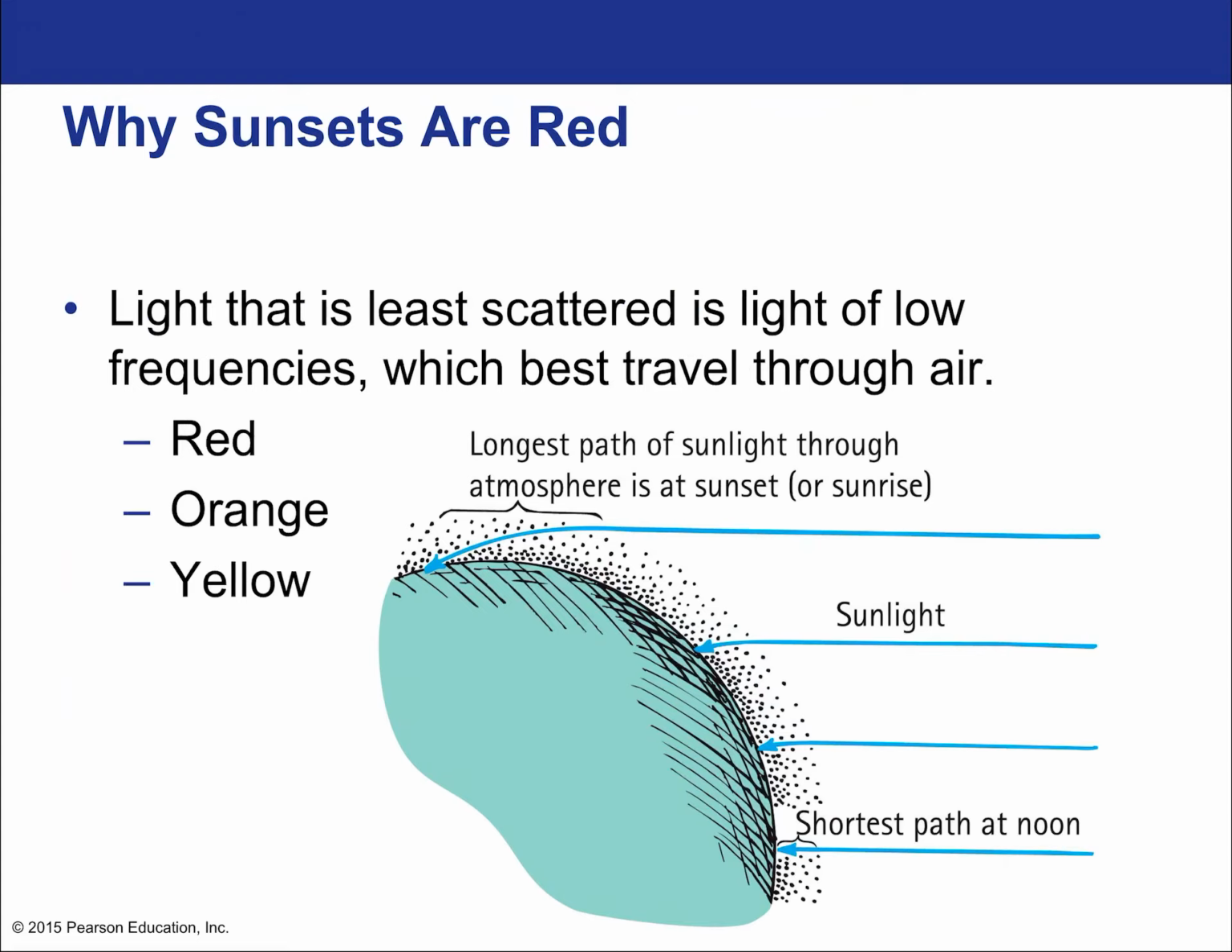So light that is least scattered is light of low frequencies, which best travels through the air. Okay, and that's going to be the red, the orange, and the yellow light. Okay, because that light didn't get scattered; it actually passed through. And that also does have the implication that there is slightly less blue light that even makes it to the surface. Even at noon, right?